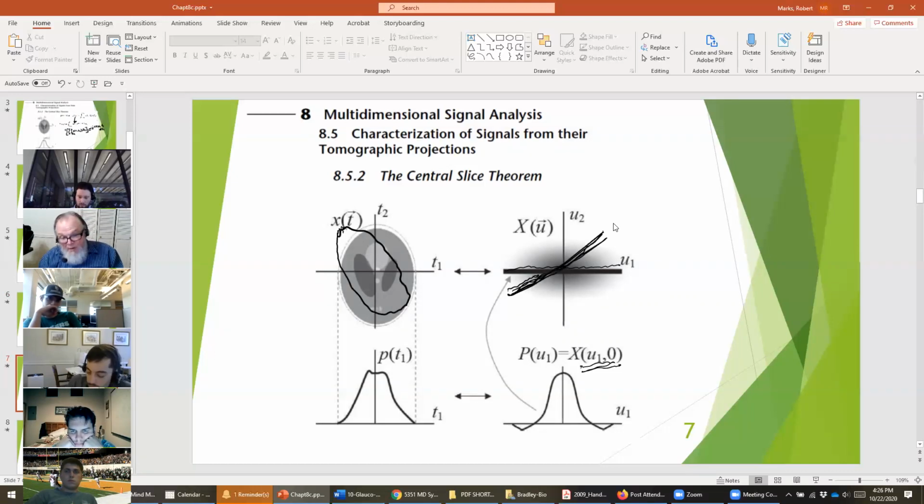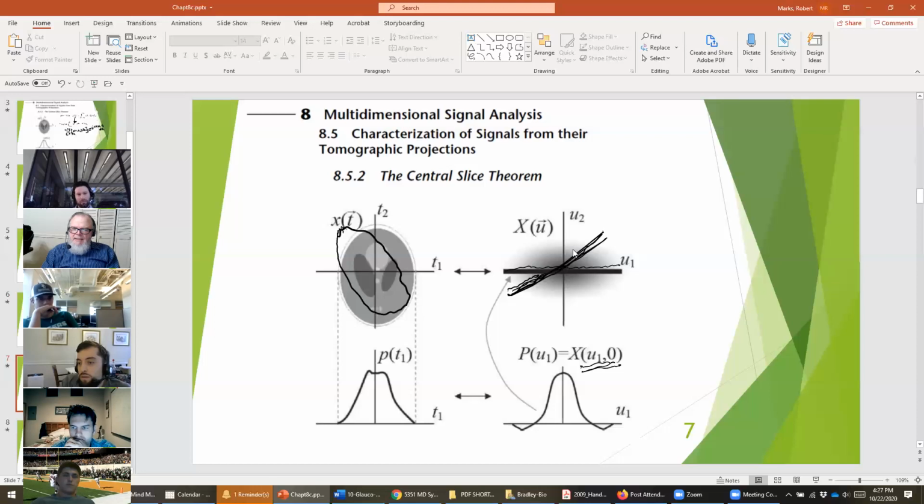So therefore, I think you could see intuitively that if we knew the projections for all of the angles, we would know all of these slices and therefore know the two-dimensional Fourier transform. And if we know the two-dimensional Fourier transform, we can always invert back to the spatial domain and get the image, which is a Shepp-Logan image.